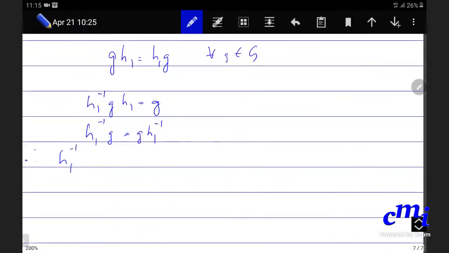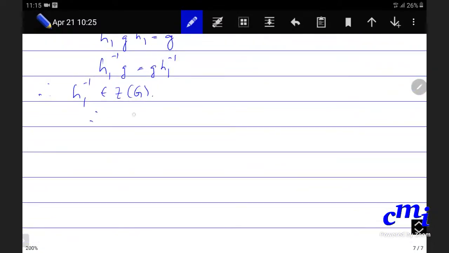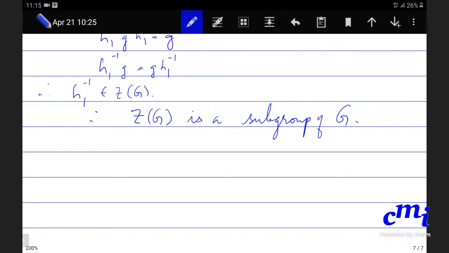Therefore, Z(G) is a subgroup. Of course, I'm not saying that it is non-trivial. It could just be the singleton containing the identity, or if G is abelian, it could be all of G.